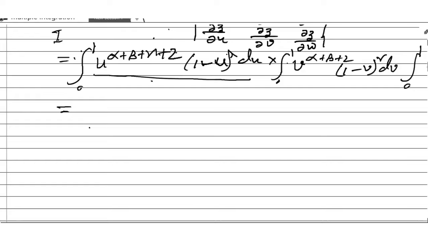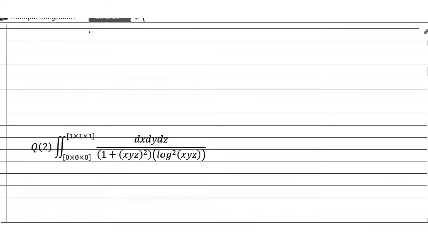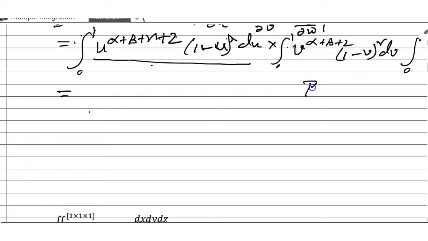Friends, I have already told what the beta function is. You will see t to the power x minus 1, 1 minus t to the power y minus 1, dt. So this is the beta function. What is the beta function? Beta x comma y is equal to integral 0 to 1 of t to the power x minus 1 into 1 minus t to the power y minus 1 into dt. So this is beta xy.